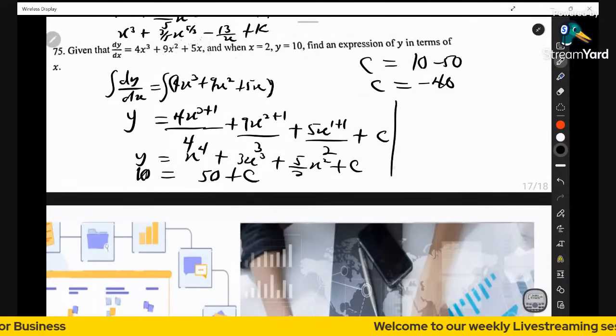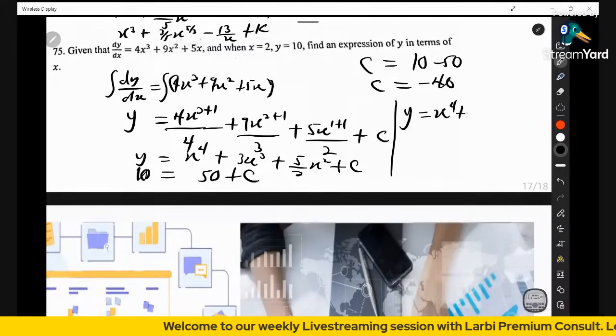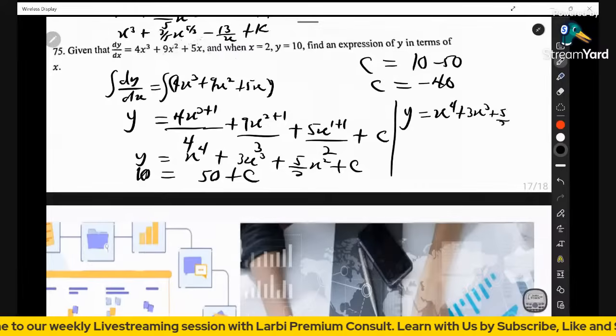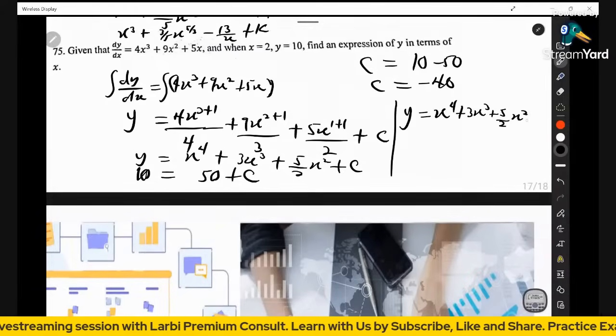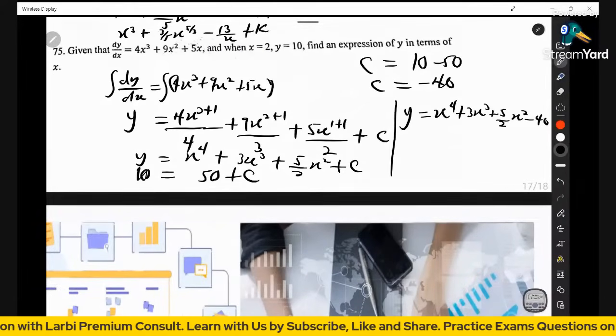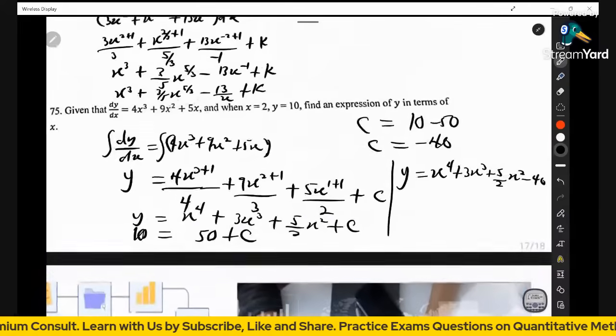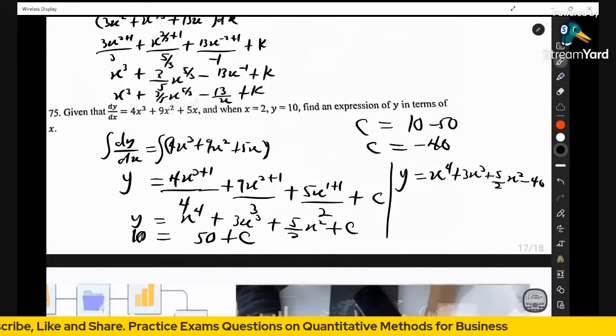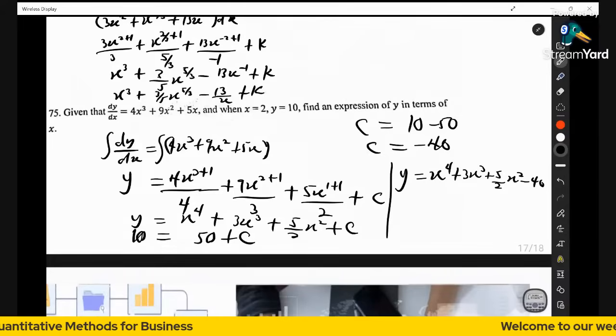So the expression for y in terms of x should be y equal to x to the power 4 plus 3x cubed plus 5 over 2 x squared minus 40. So this is the expression for y in terms of x. And that brings us to the end of the section on quantitative methods.